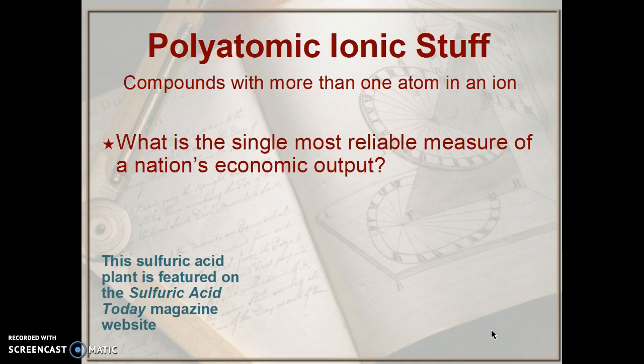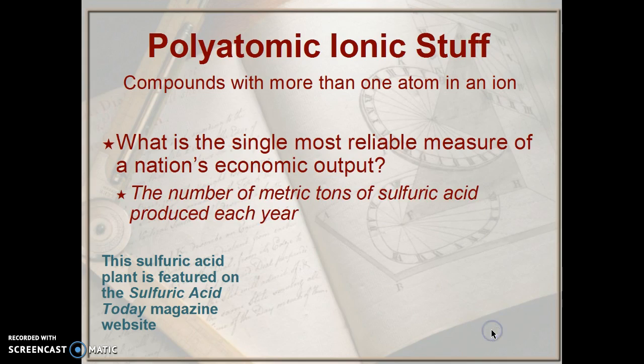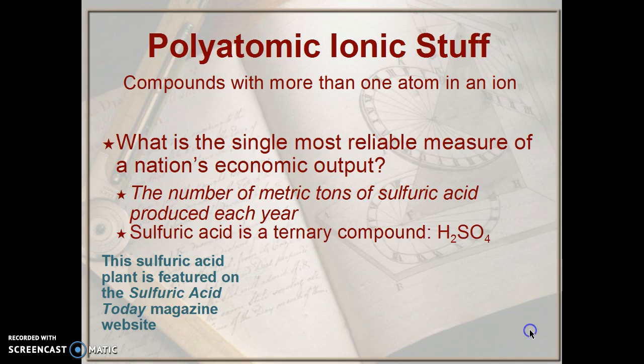Asking the question, what's the single most reliable measure of a nation's economic output? The answer is the number of metric tons of sulfuric acid it produces each year. Sulfuric acid is a ternary, not a binary compound. It has hydrogen, sulfur, and oxygen in it.